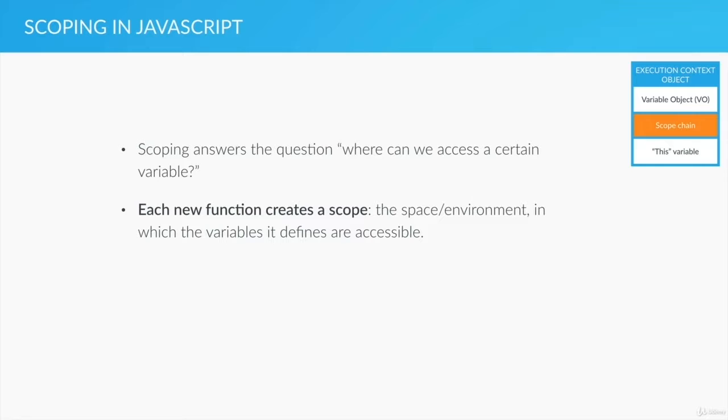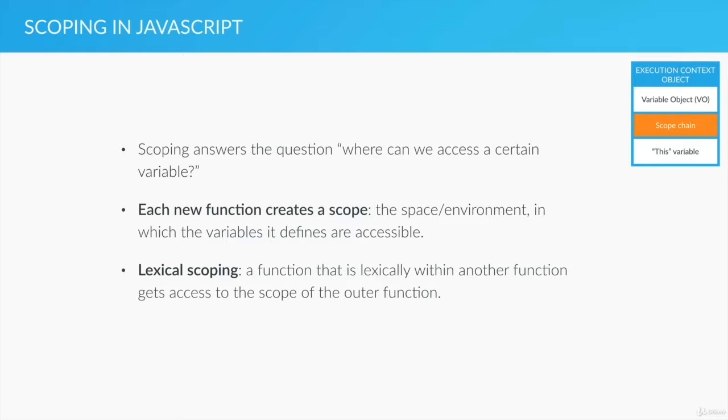In JavaScript, each function creates a scope, which is a space or an environment in which the variables that it defines are accessible. In many other programming languages, a scope is also created by if blocks, for blocks, or while blocks, but not in JavaScript. So here in JavaScript, the only way that we have to create a new scope is to write a new function. And this is something very, very important in JavaScript.